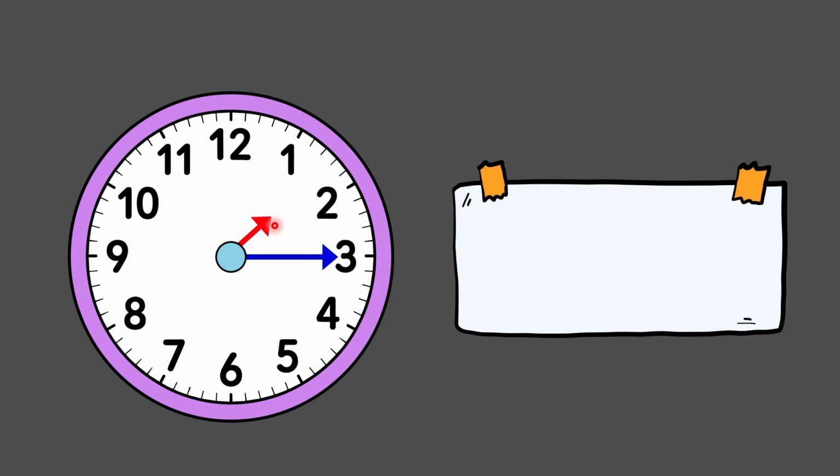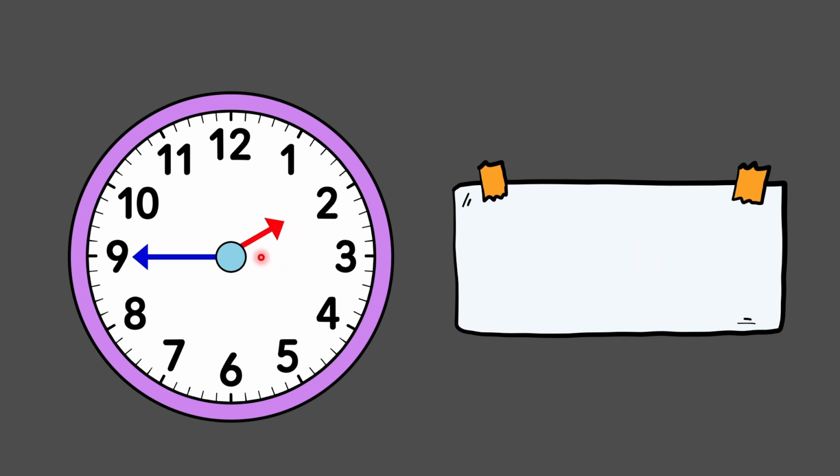Here the hour hand is between 1 and 2. So the hour is 1 and the minute hand points to number 3. It means 15 minutes have passed. So if the hour is 1, the time becomes quarter past 1. Now let's look at this one. Here the hour hand is between 3 and 4. So the hour is 3. When the minute hand points to 6, it means 30 minutes have passed. So the time becomes half past 3.